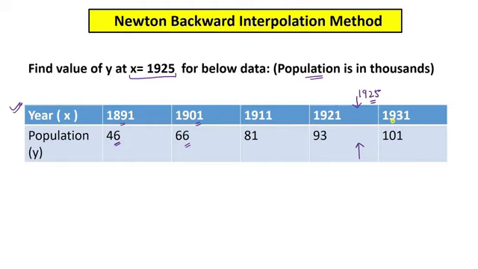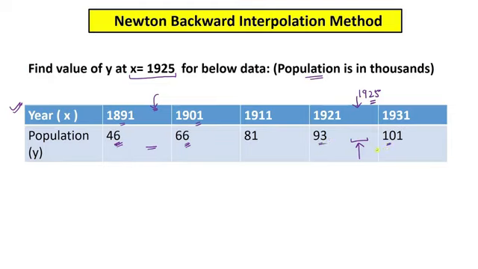And this question is same as what we have discussed in Newton forward interpolation method. In that question, we had to find the population value at the starting value of the x. Okay. So by this table, we can also get a clue that as this population is increasing, 46, then 66, 81, 93, then 101. So for the year 1925, we will be getting the population in between 93 and 101.